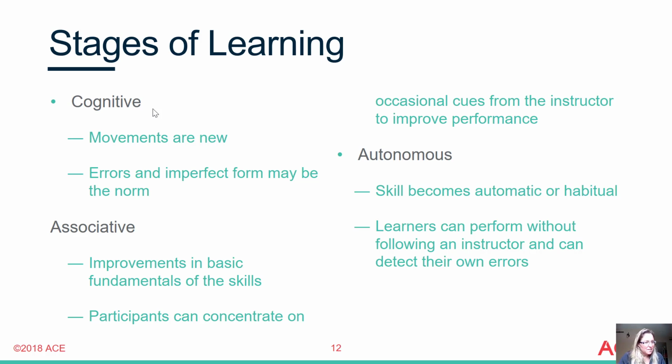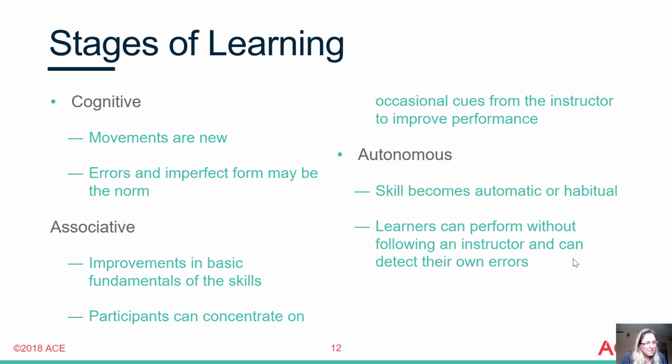The associative stage of learning, they tend to see improvements in the basic fundamental skills. So there's fewer and fewer errors being done by the participant, and they can concentrate on occasional cues from the instructor to improve their performance. So they're really starting to tie into our cues and make changes in their performance based on some of those cues that we're giving. But we're still seeing errors, okay? These people tend to congregate in the middle of the room.